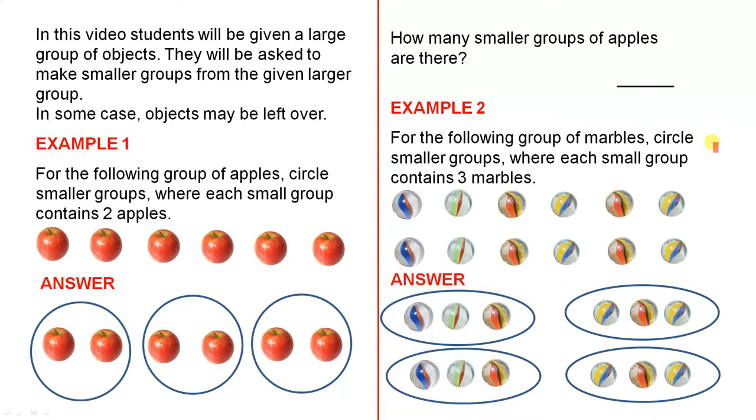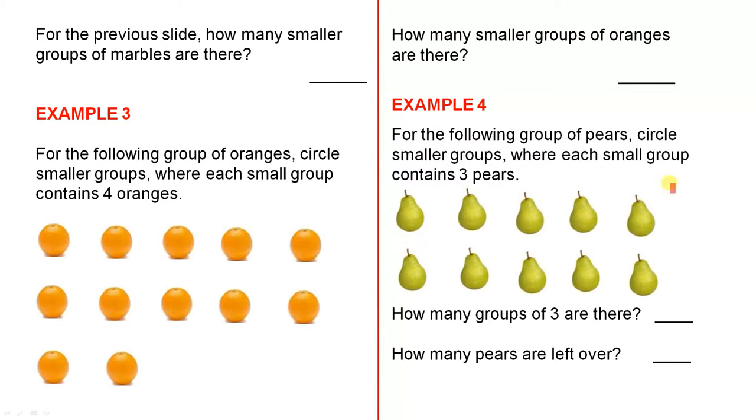Next example, for the following group of marbles, circle smaller groups where each small group contains 3 marbles. So here are our marbles. We have 12 of them. And for the answer, just circle 3 at a time. And we have a question on the next slide. For the previous slide, how many smaller groups of marbles are there? And you write the answer there.